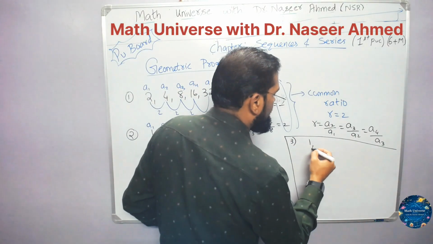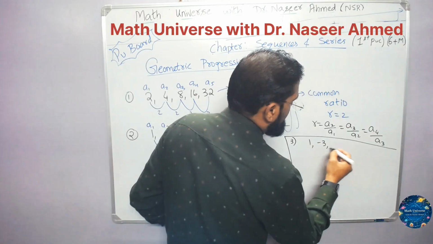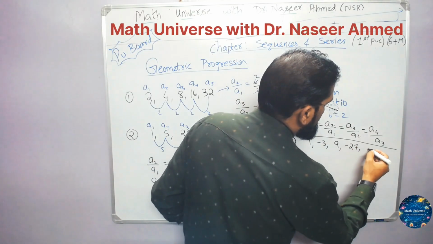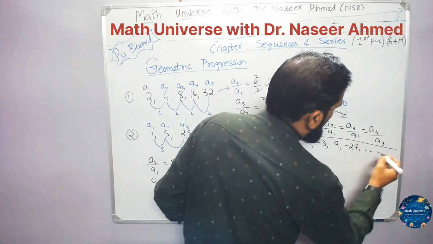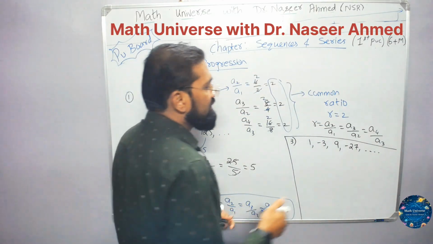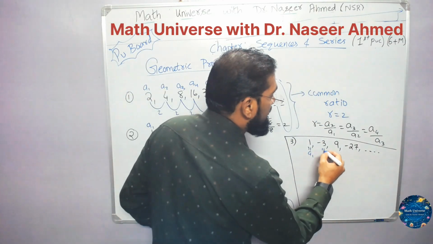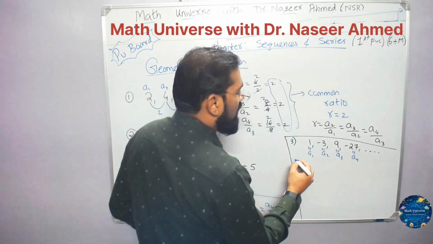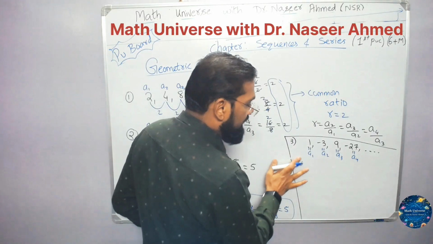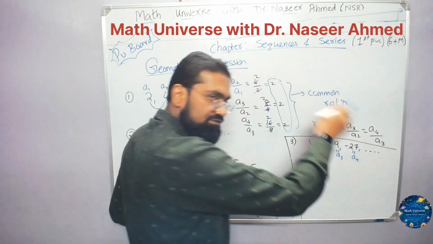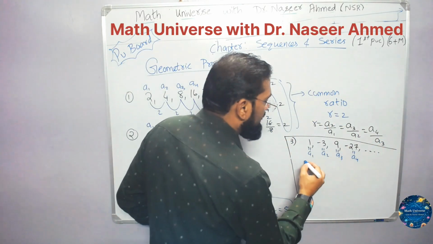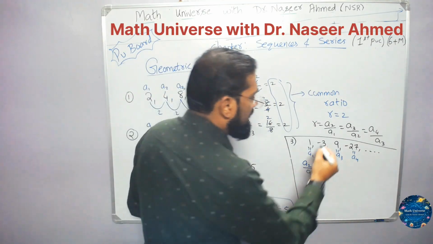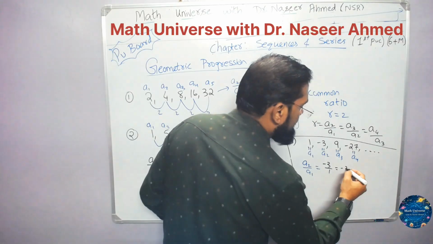So for example, third question, let's suppose one example. Let's have 1, minus 3, 9, minus 27, and so on. Just see carefully. This is the first term, second term, third term, and here fourth term. So first, let us find the common ratio, to say that common ratio R exists. So here A2 by A1. What is the second term? Minus 3. First term is 1. So it is minus 3 here.